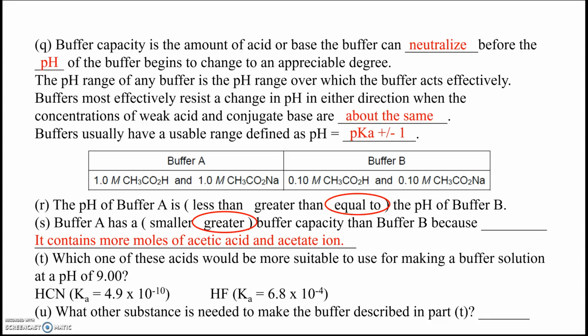And we can take a look at our Kas and go, well, wait a minute. If I take the pKa of each of these, I can see that, in fact, the first one is going to be much better for making a buffer solution at a pH of about 9 because the pKa is much closer to a value of 9. What other substance do I need? Well, I'm going to need some salt of cyanate. So I need some source of cyanate ion to make this work.